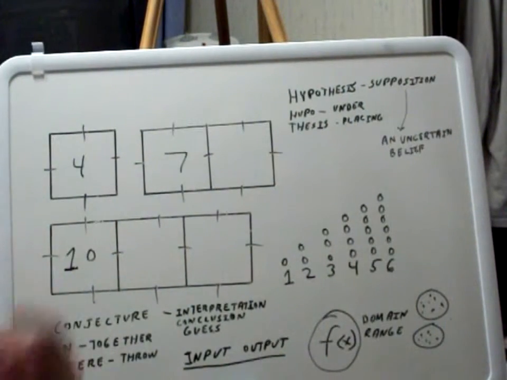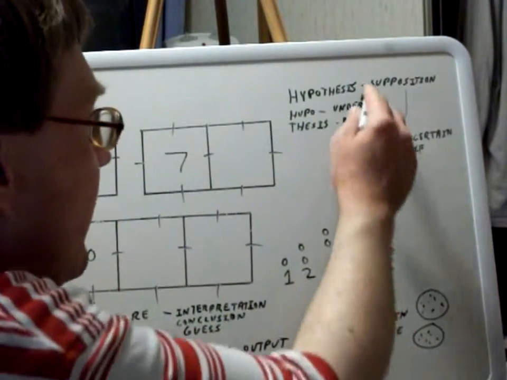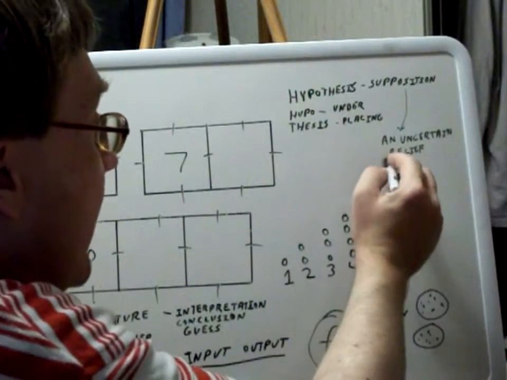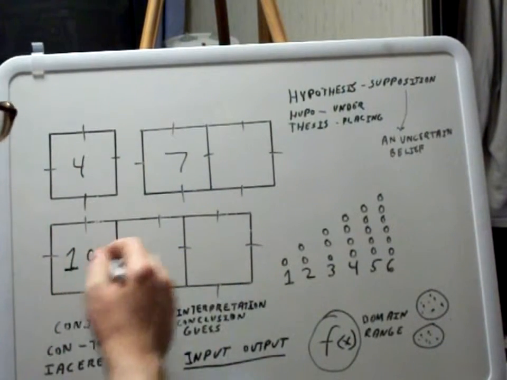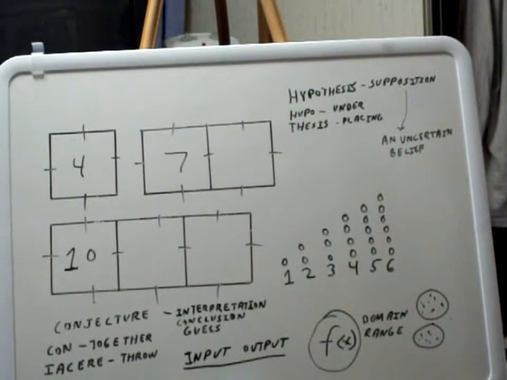I could have gone on and presented the etymology of the word supposition, and if somebody ever asks me to do it, that's exactly what I'll do. However, in this case, just to save a little bit of time, I'm going to show you that the definition of supposition is an uncertain belief. We believe that the next number that will come in this pattern will be the number 13.